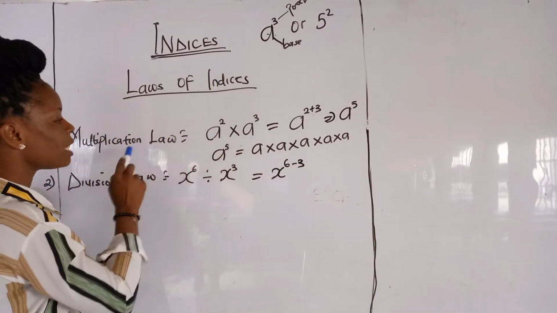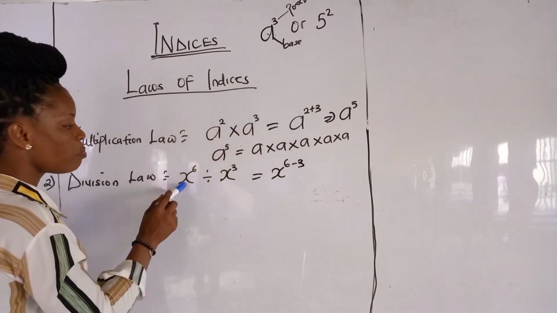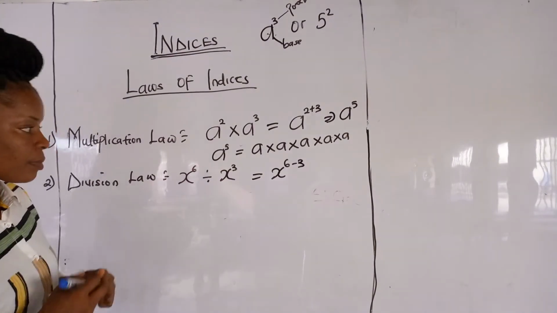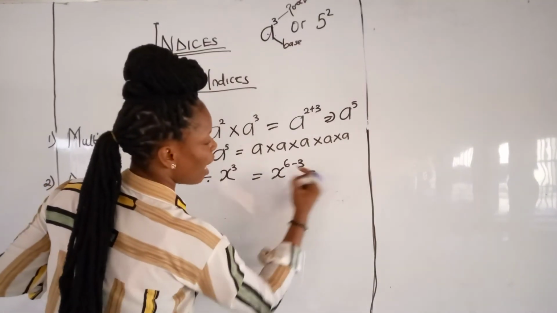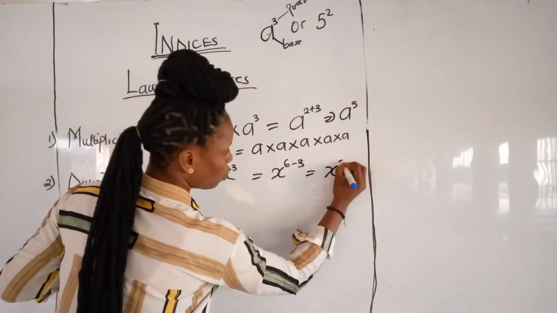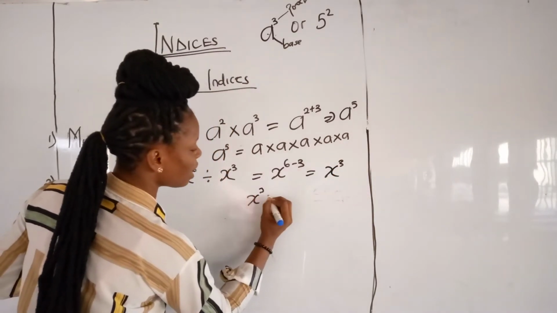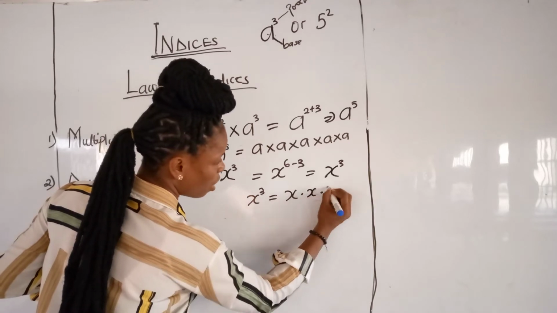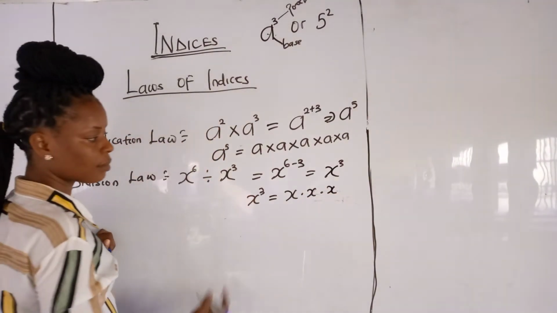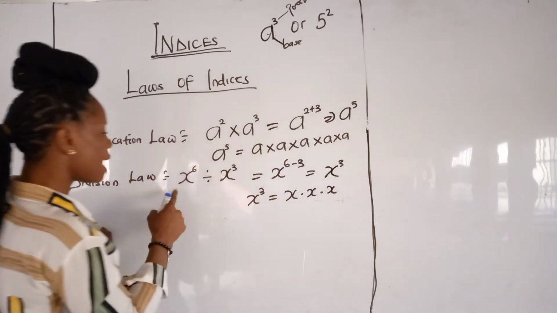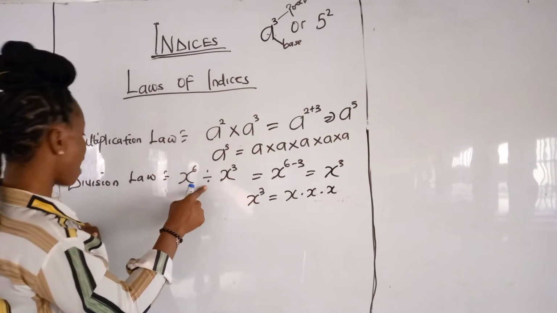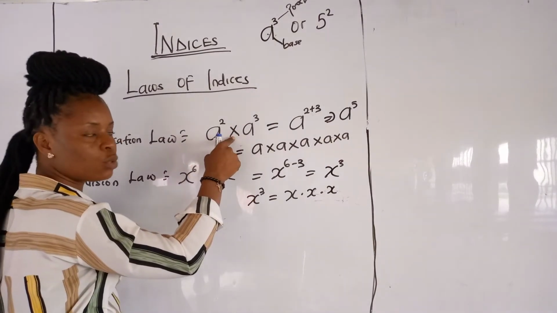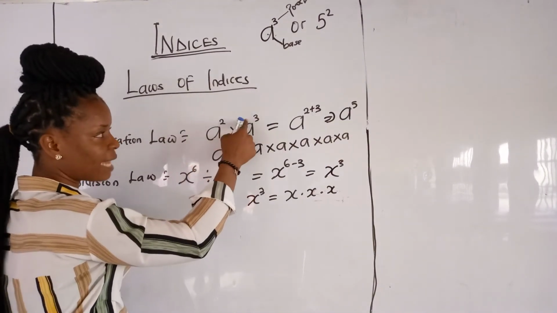The bases are the same under multiplication, you add the power. The bases are the same under division, you subtract the power. And what will you have here? 6 minus 3 is 3. And x cubed is the same thing as x times x times x. This is the same thing like this. Anytime the sign in between is a division sign, you subtract the power. Anytime the sign in between is multiplication, you add the power.